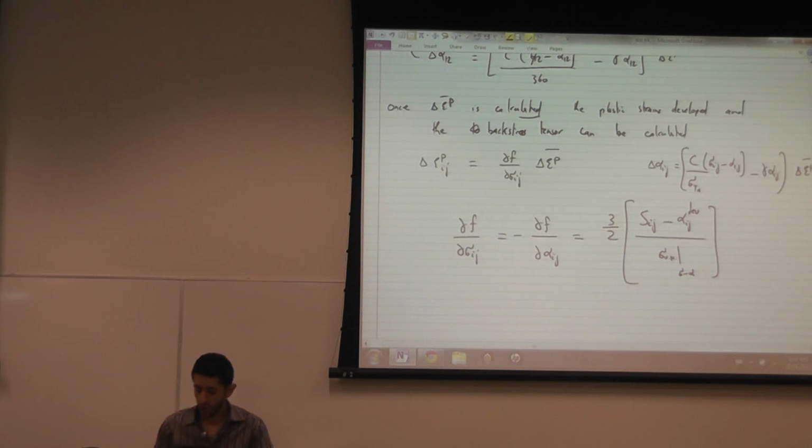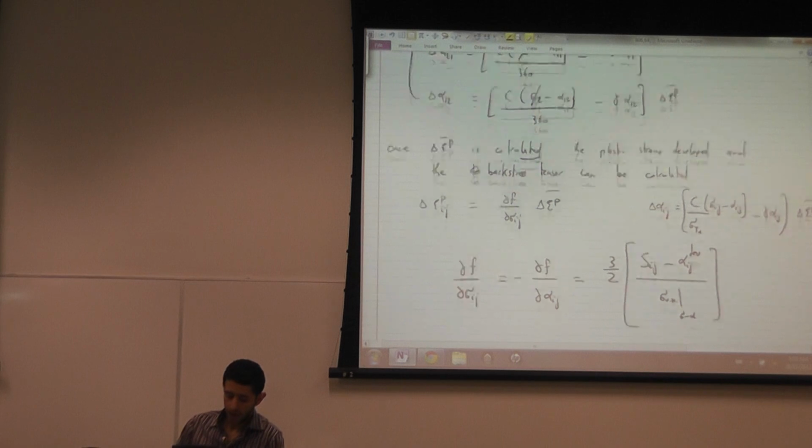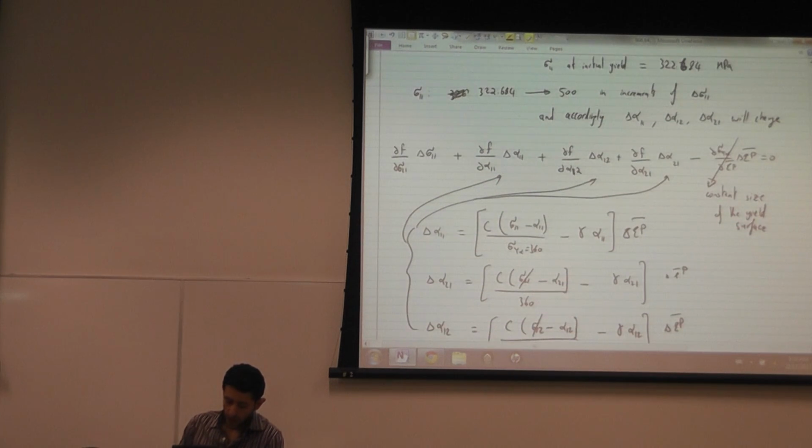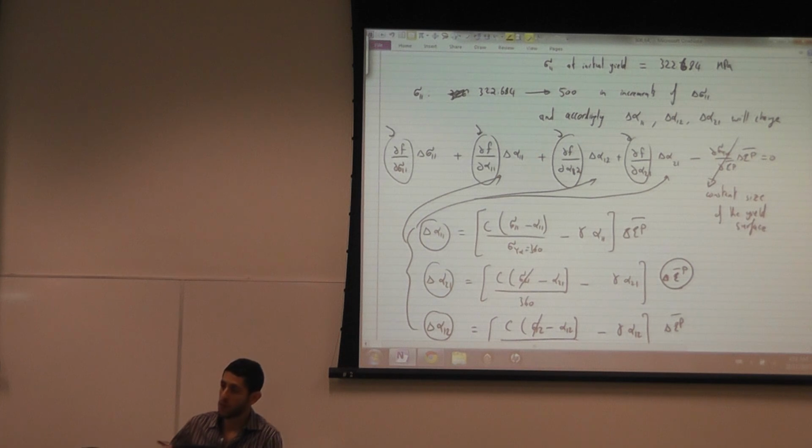Now, very important when you're integrating numerically, you're evaluating those values at the previous increment or at the current increment, and then you increase. When you increase delta epsilon p, that means alpha 11, alpha 22 and alpha 12 have changed, and they appear inside these equations. So as you integrate, you just apply the new numbers. Every increment, it's a new number.